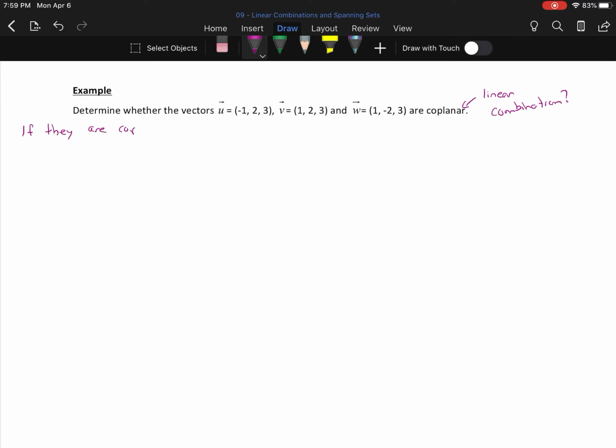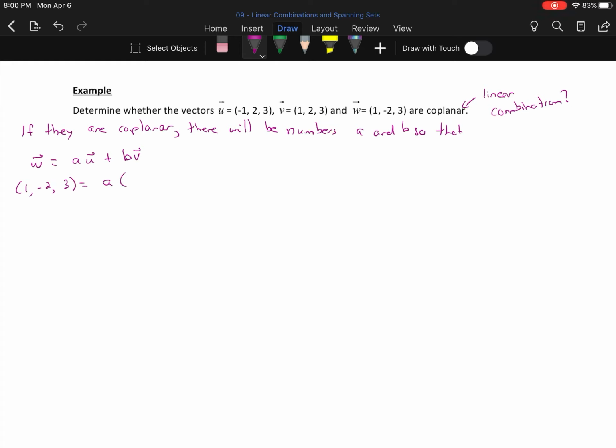So I'm going to start with saying, if they are coplanar, there will be numbers a and b so that w will be a u plus b v. There will be a way to do this. If they're coplanar, there'll be a way to make some number of u's and some number of v's, and that will make up w. My whole job, is there an a and b that will work?